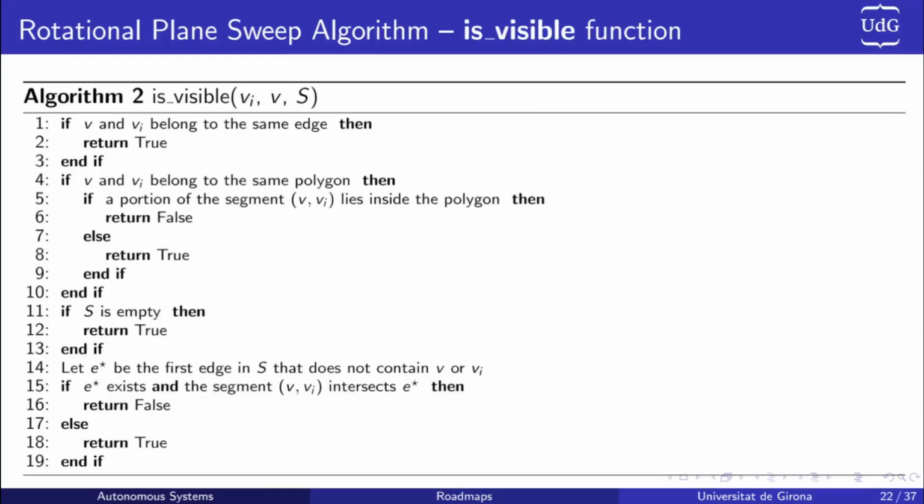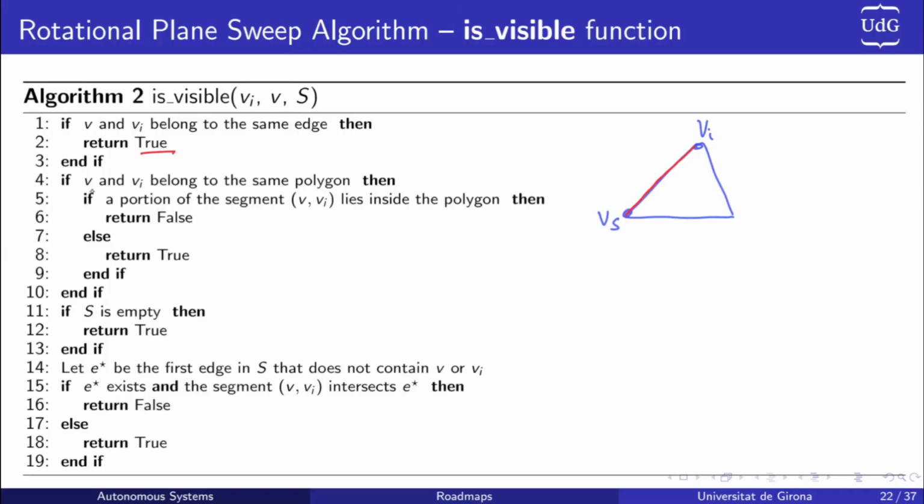Let's see now how we check the visibility now that we have this set. There are some things that are pretty simple. For instance, if B and BI belong to the same edge, imagine that we have this polygon here, and here I have BS, and here I have BI. Both elements are in the same edge. If this happens, of course, the visibility is true. We always have visibility with something that is in our same edge. Then we just return true.